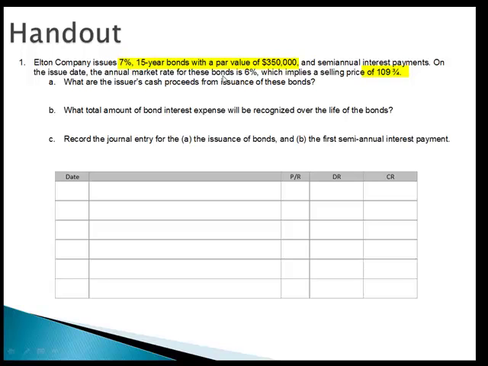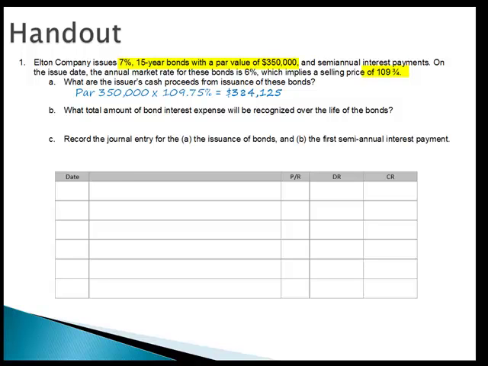So that means this market rate, which is 6%, means that we will be able to sell for a higher price. So A says, what are the issuer's cash proceeds from the issuance of this bond? Take the par times the percentage. So 350,000 times 109.75. I just converted this 3/4 to 75. So 3 divided by 4 equals 0.75. Gives us a selling price of $384,125.